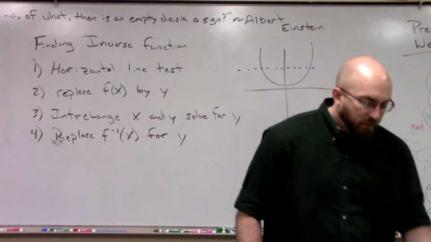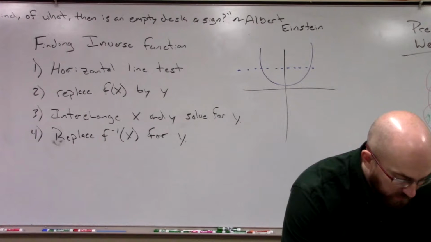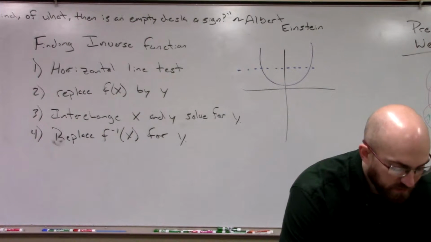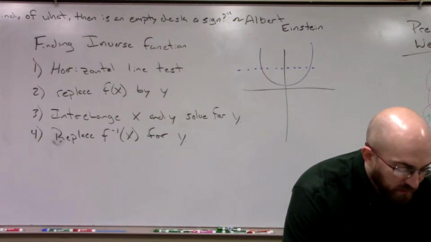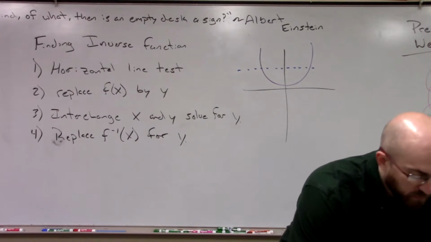The number 5 rule that I don't have up there is we verify that f and f negative 1 are inverse functions of each other by showing that the domain of f is equal to the range of f negative 1, and the range of f is equal to the domain of f negative 1.